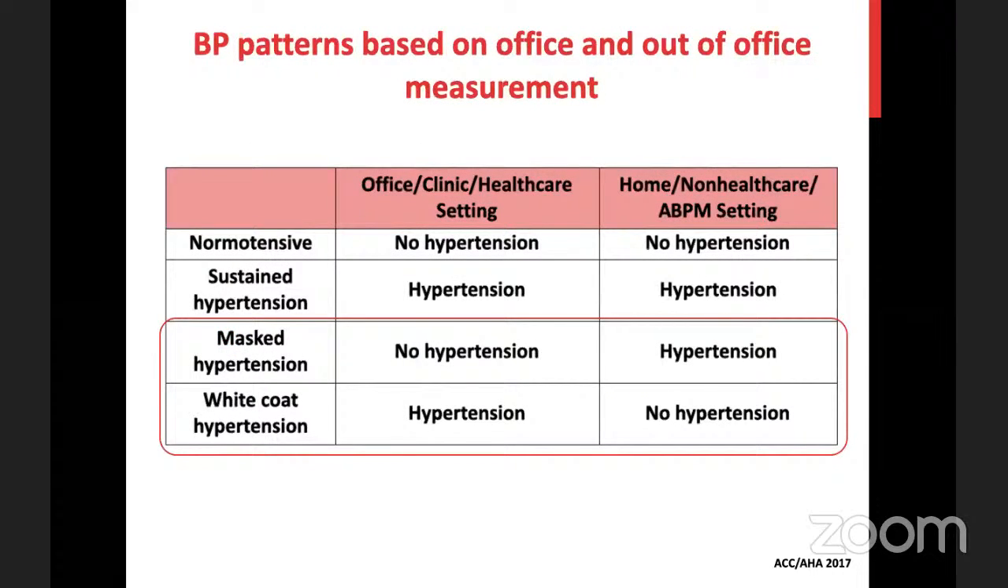So, BP patterns based on office and out of office measurement. Normotensive: they have no hypertension either in office or home BP. Sustained hypertension: they have high blood pressure recordings both in clinic as well as at home. Masked hypertension: their office blood pressure is normal, but home BP is high. White coat hypertension is the reverse: they have high blood pressure at clinic, but are normotensive at home.